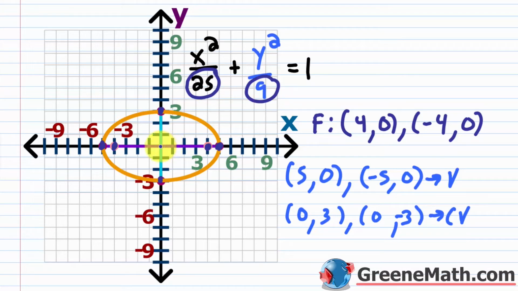So if we're thinking about going from the center this many units to the right, and from the center this many units up, well, if this amount as a distance is greater than this amount as a distance, it's horizontal, because if this number is bigger, it's stretched further horizontally than it is vertically, okay?